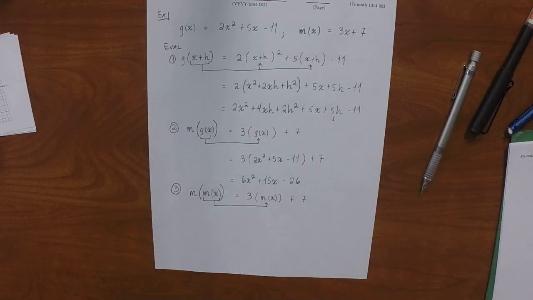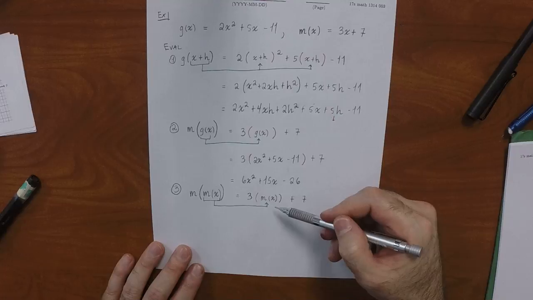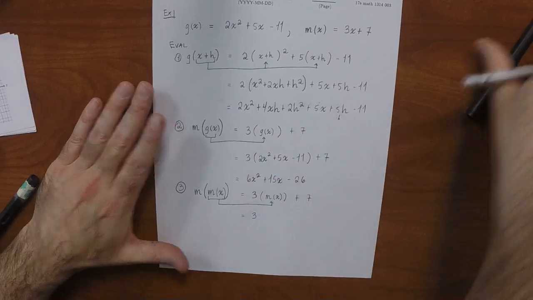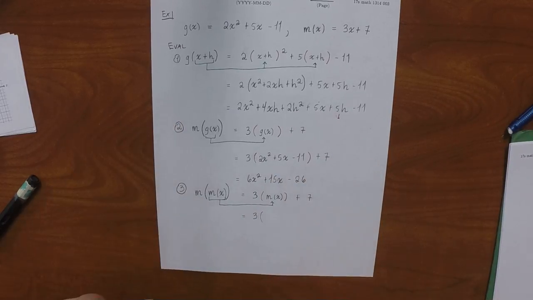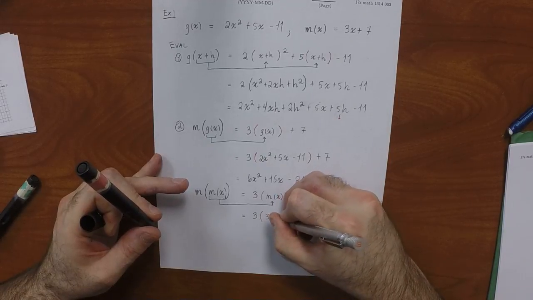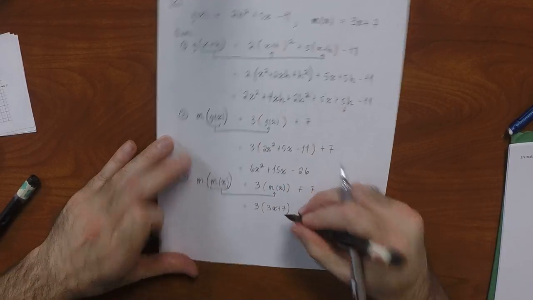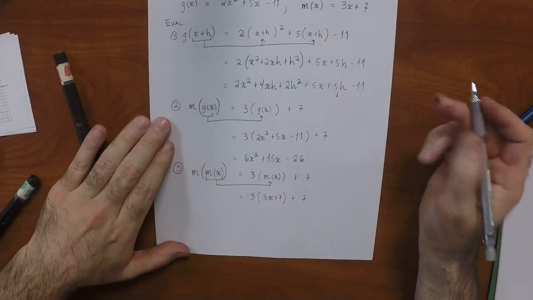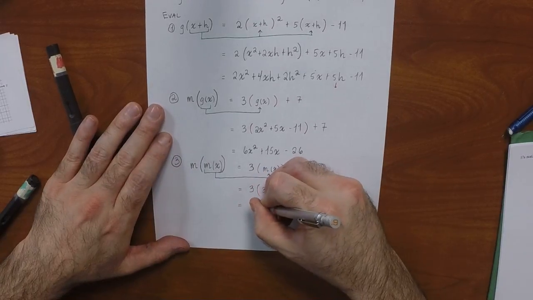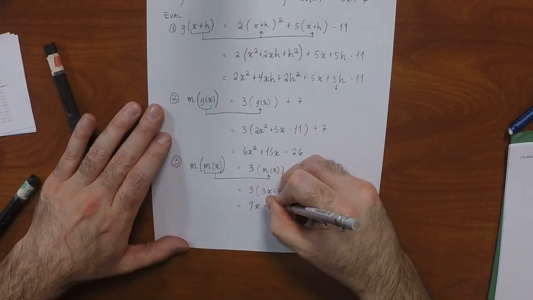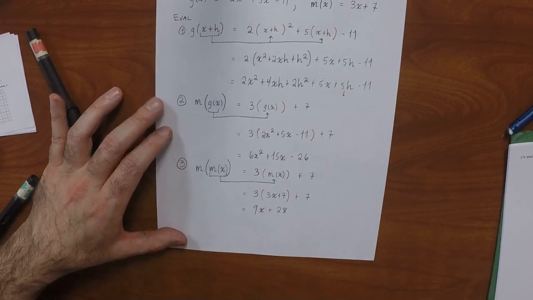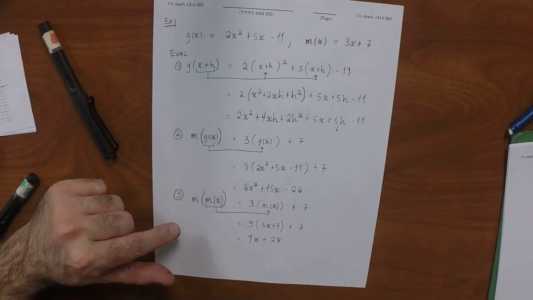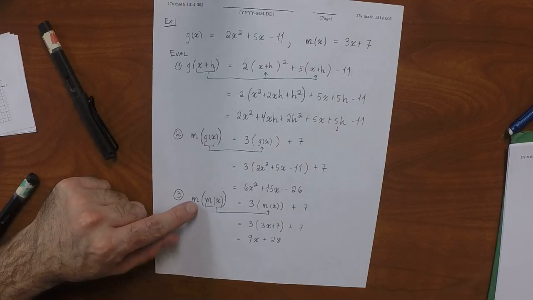But if the instructions say completely evaluate and simplify, then you can perform more substitution. You can say, okay, I guess I can go a little further. 3, and then what goes in there? 3x plus 7. And then now you can multiply out and collect like terms. 9x plus 28.